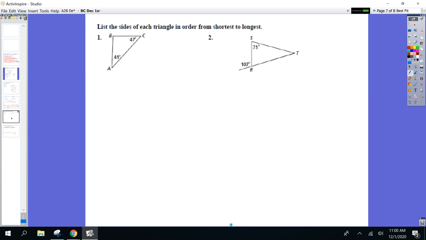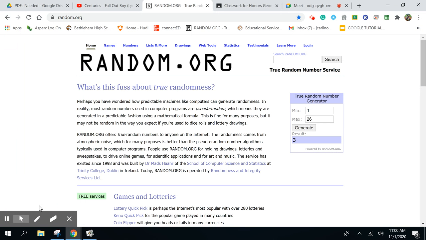Let's find angle B, the missing angle here. So 180 minus 41 minus 47 should give you a 92-degree angle here. All right, need somebody's help. Help me list the sides from shortest to longest.